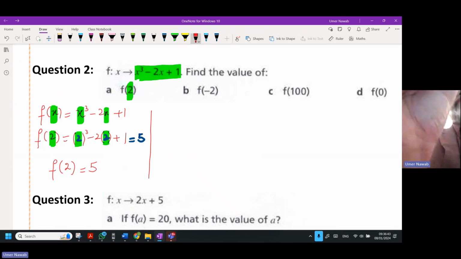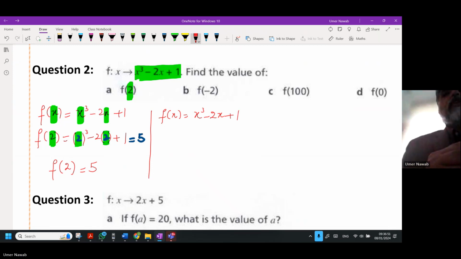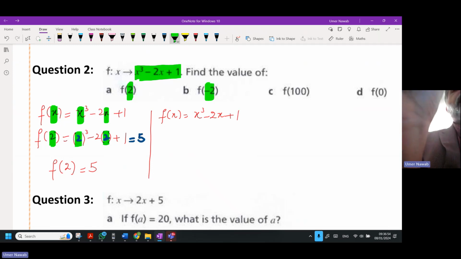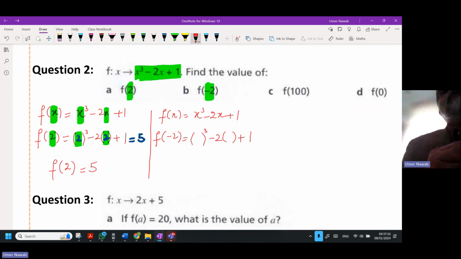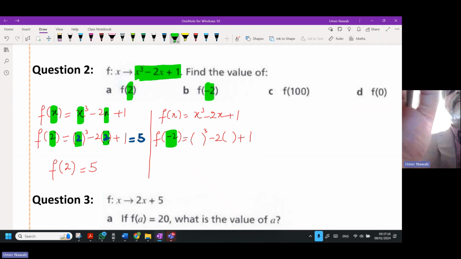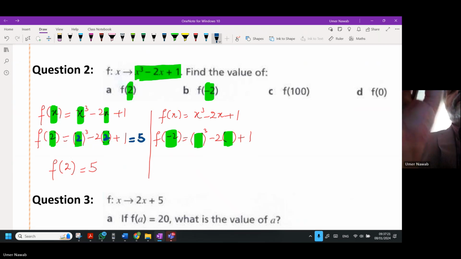Let's do the second question. f of x is equal to x cubed minus 2x plus 1. Now my new input is -2. So f of -2. What I did in the previous part, in the place of x, I wrote bracket open and close. Why did I write bracket open and close? Because this is the place where I have to fill the space with my input. My new input is -2. I'm going to write here -2.